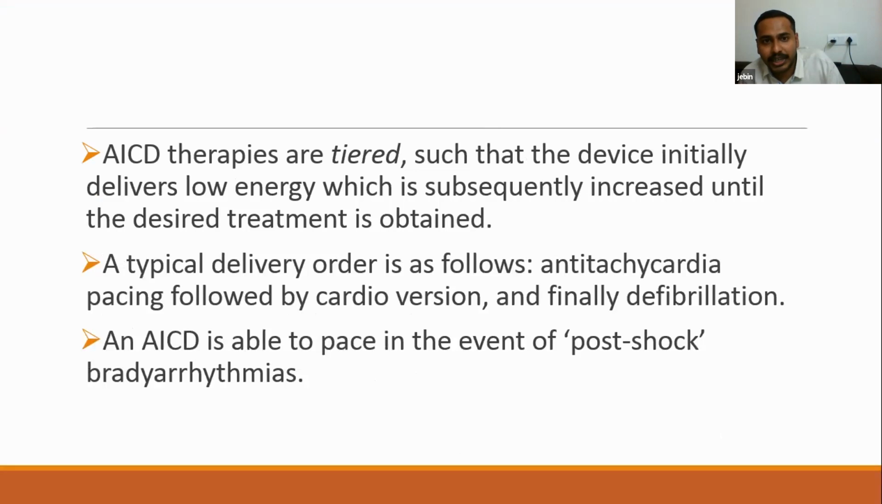ICD therapies are tiered, such that the device initially delivers a low threshold energy, which subsequently increases until the desired treatment is obtained. The typical order is first ATP, anti-tachycardia pacing, followed by cardioversion, and finally defibrillation. ICD is able to pace in the event of any post-shock bradyarrhythmias.